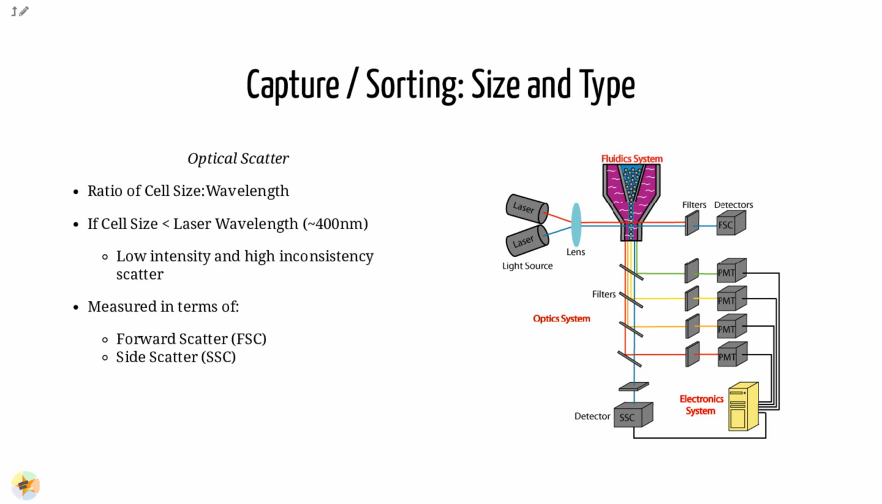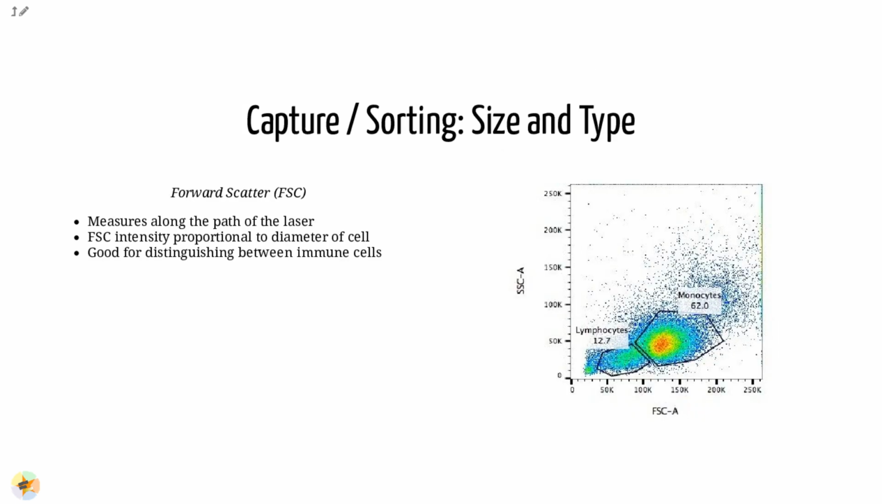Optical scatter properties can be used to probe size and consistency of the cell, where cells with a smaller size than the laser wavelength yield lower intensities and more inconsistent scatter patterns. There are two main types of optical scatter, forward scatter, and side scatter. Forward scatter is aligned with the main laser and measures the diameter of the cell, which is ideal for distinguishing different cells by their size profiles.